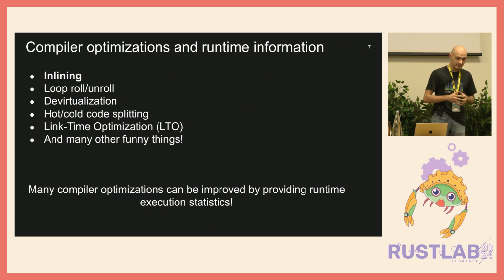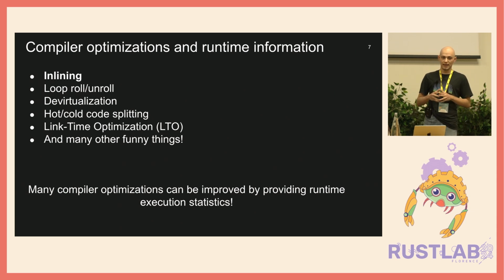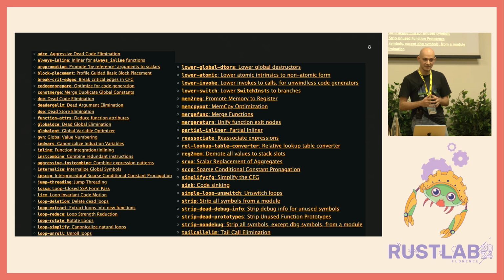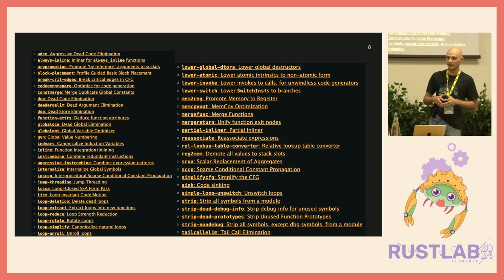We need to understand modern compilers. Modern good compilers perform a lot of optimizations inside them: inlining, loop unrolling, devirtualization, sometimes auto-vectorization that doesn't work so well, link time optimization, and many other things. We are not going to talk a lot about them, but we need to understand that many of these optimizations can benefit a lot from runtime information. For example, this is the amount of optimizations in LLVM. That's the amount of transform passes.